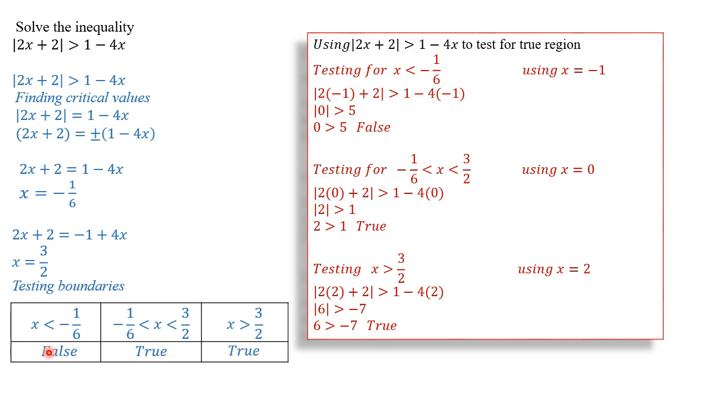Now you can see we have false, true, and true. Starting from minus 1 over 6 and going to the right side, the solution is valid. Therefore the solution set is x greater than minus 1 over 6, because we are taking from this part going to this side. So x greater than minus 1 over 6 is true, and that will be the solution.